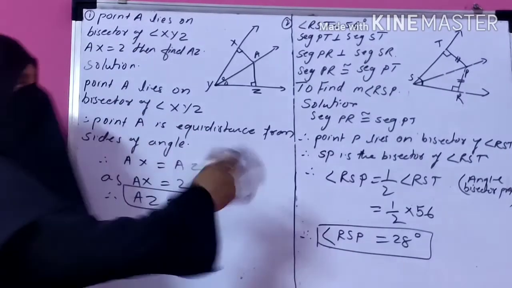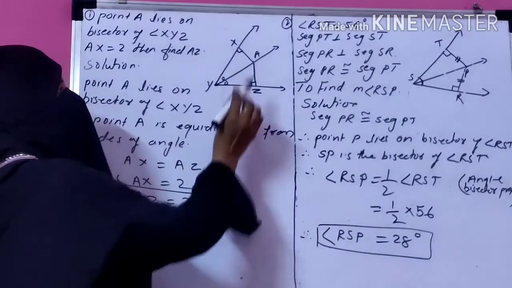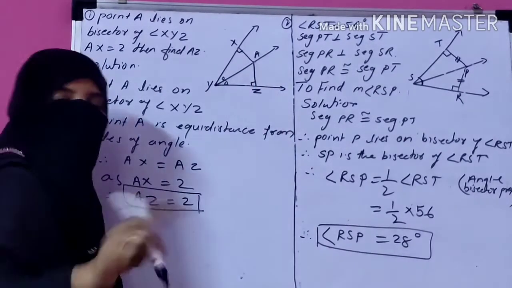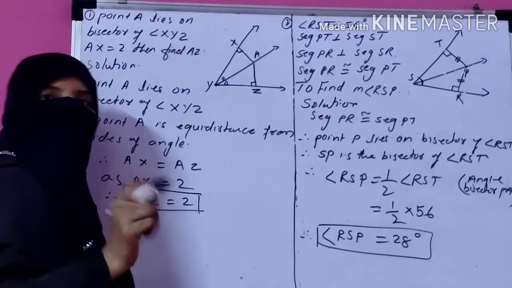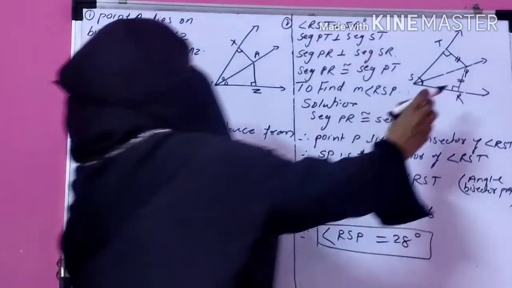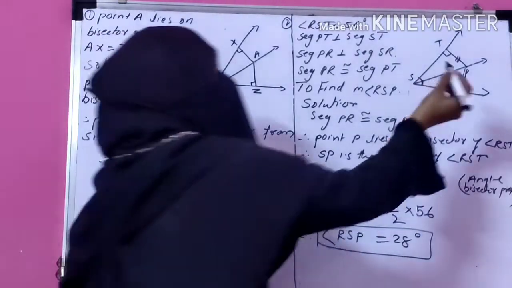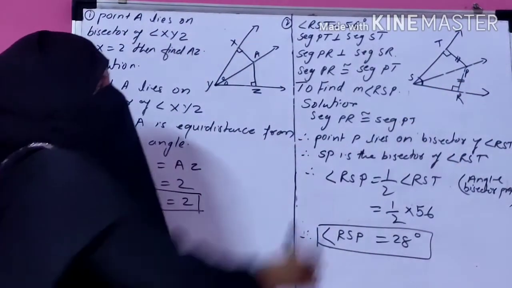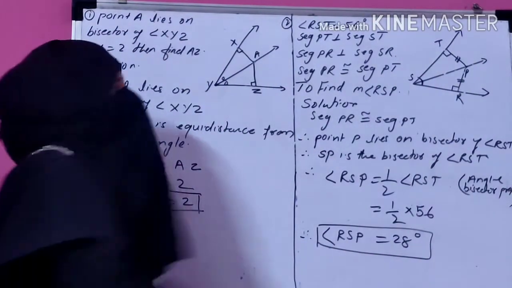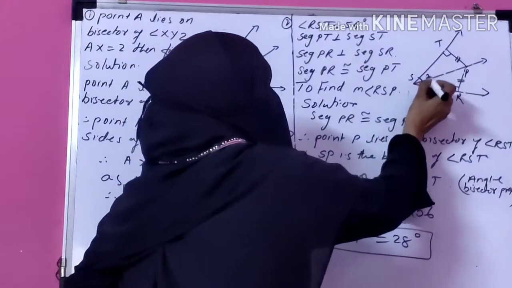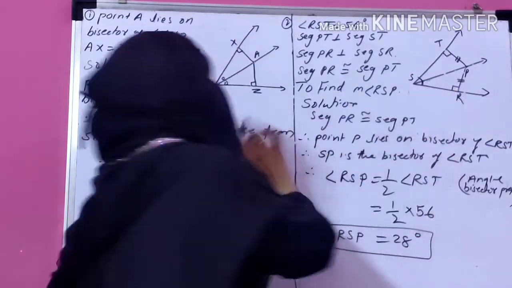Okay. Remember these two properties. The first one: if a point lies on the angle bisector, then its distance from the sides of the angle are equal. That means if a point lies on the bisector, then it's equidistant from the sides of the angle. And the second one: if the distances of a point are equal from the sides of the angle, then that point lies on the bisector, and the bisector divides the angle into half angles. If the whole angle is 56, then the two angles are 28 degrees and 28 degrees. Got it? So this is your question number 1 and 2.